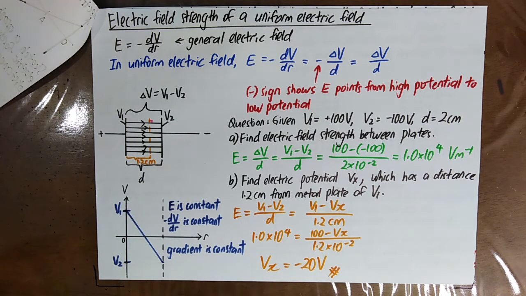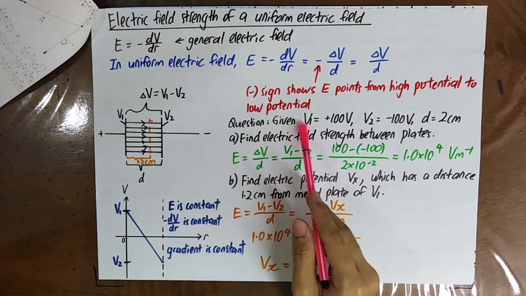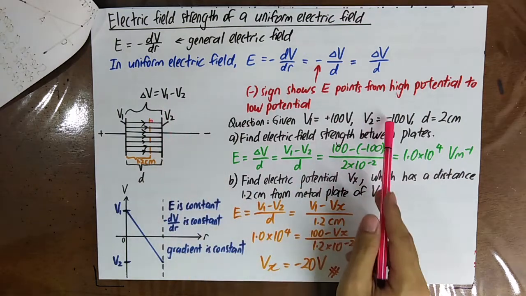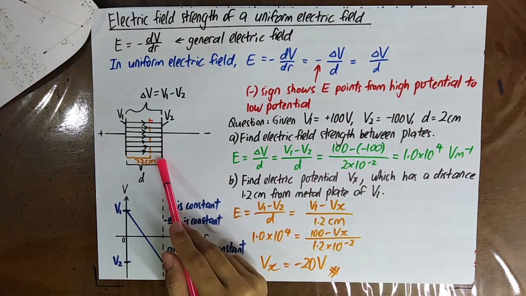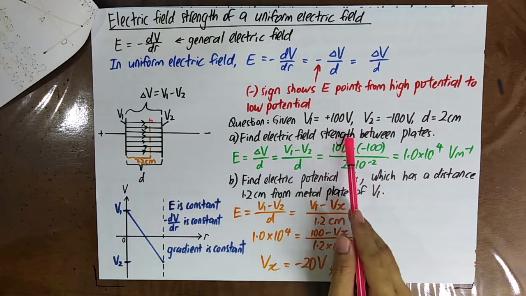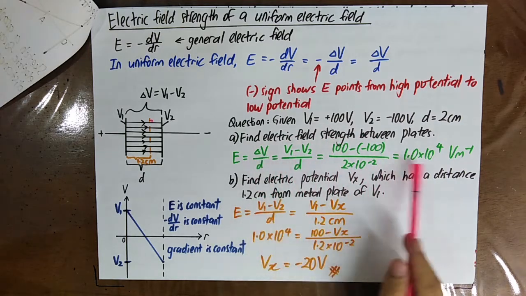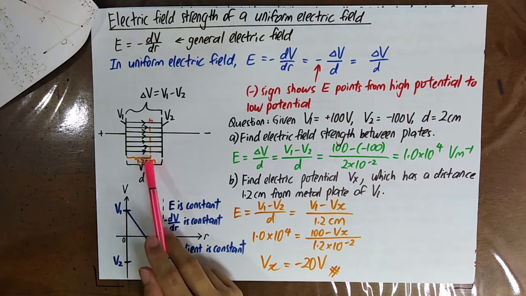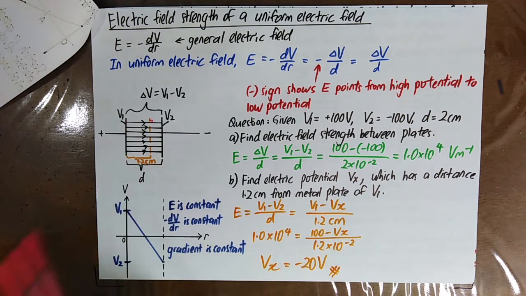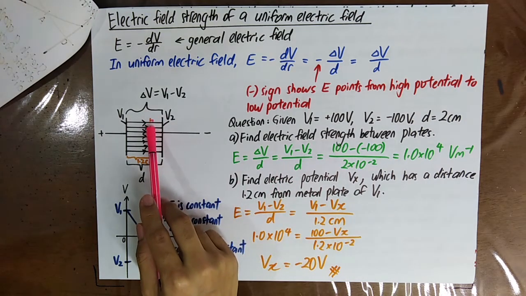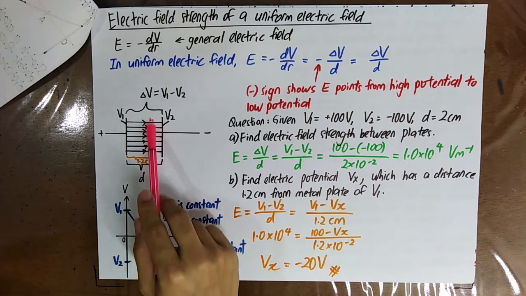Okay, so now please, given that V1 equal to positive 100 volt, V2 equal to negative 100 volt, the distance between the plates is 2 cm. Please find the electric field strength. Electric field strength equal to delta V over d. Please find the electric potential Vx, which has a distance 1.2 cm from the metal plate of V1. Okay, so find the electric potential along this line, along this surface.